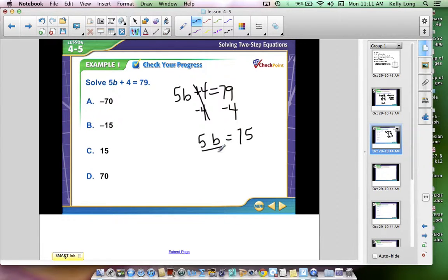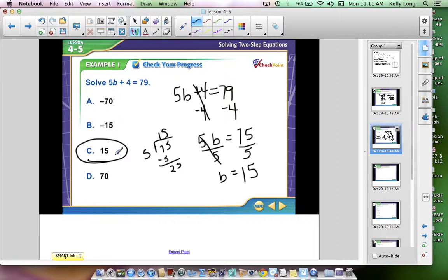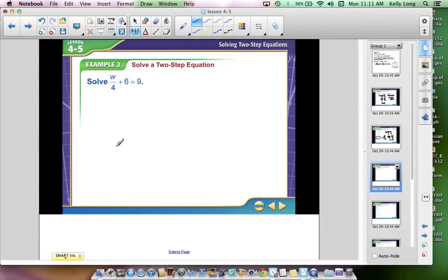I can divide both sides by 5 because I want to get rid of the times 5. Those cancel each other out, leaving me with b equals 75 divided by 5. 5 goes in there one time... it's going to be 15. So b is equal to 15, and in this case, that is choice C. Pretty easy. Not much harder than what we've been doing.